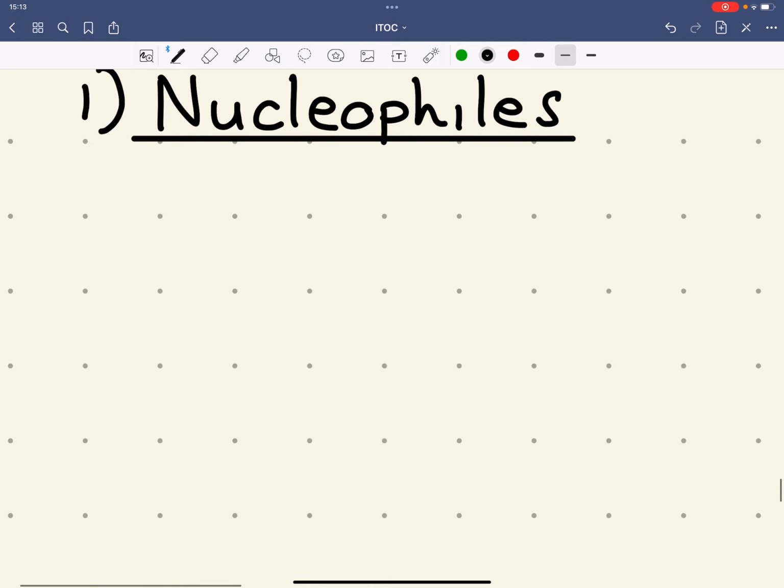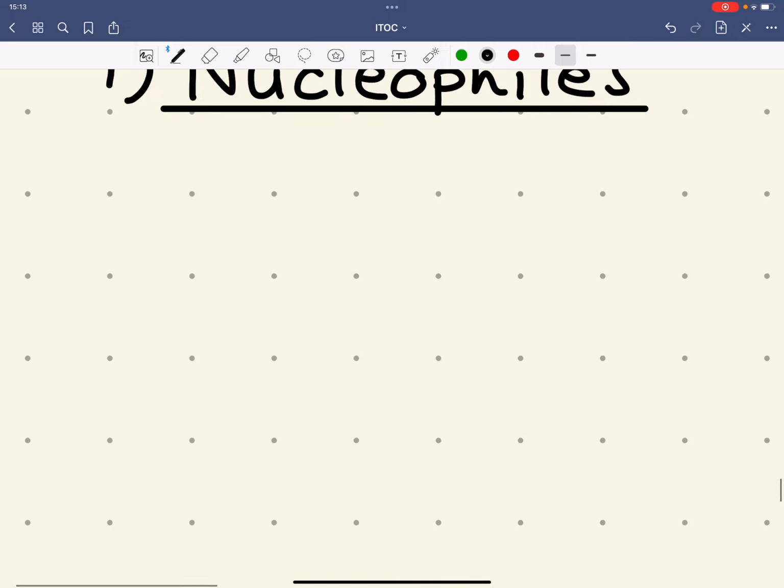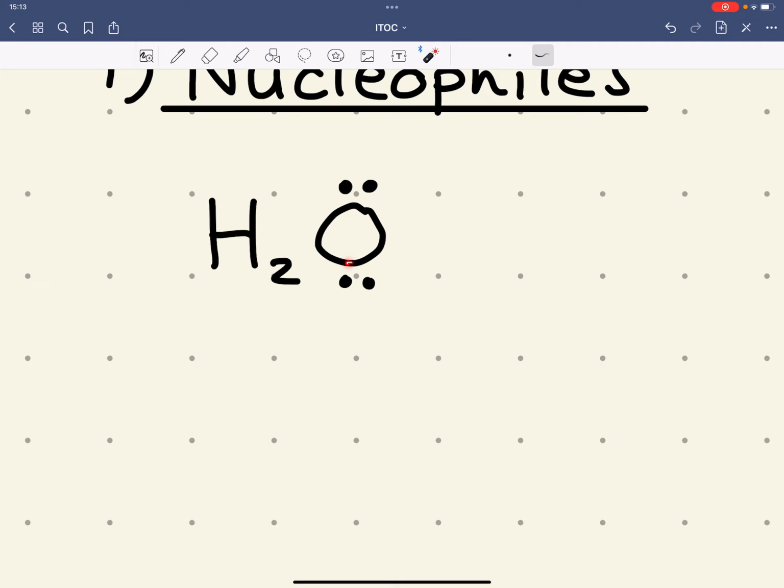Now, nucleophiles are often defined as electron pair donors or lone pair donors, but it really should be electron pair donors. Examples of such species would include water, and you can see that water has got two lone pairs. So when this reacts as a nucleophile, it can use one of its lone pairs to attack an electron deficient centre. It's usually a case of the negative attacking a positive.